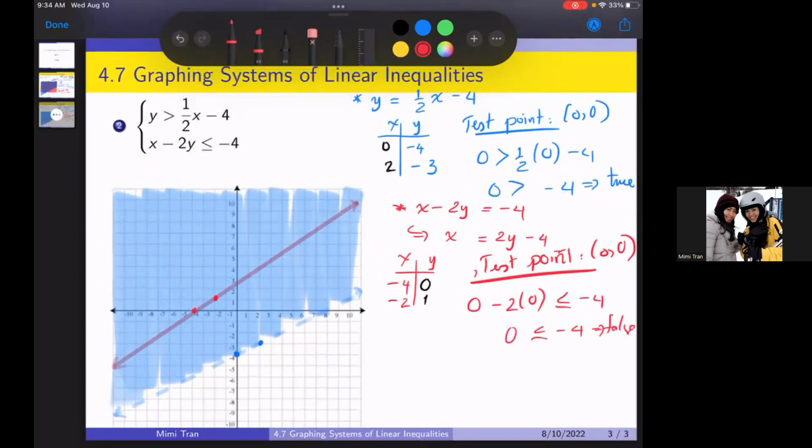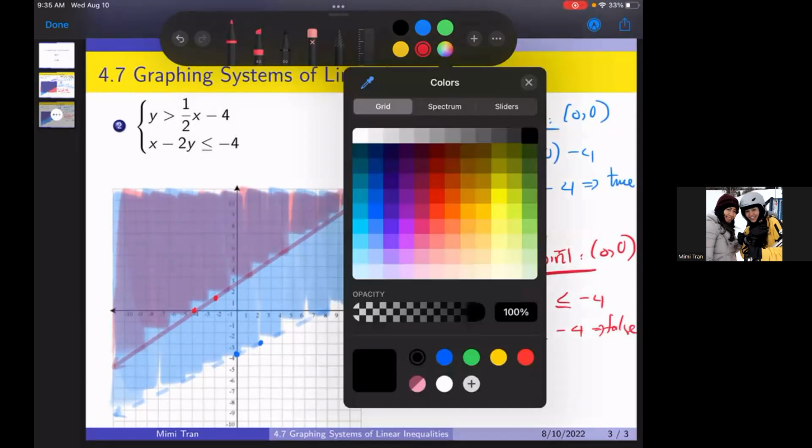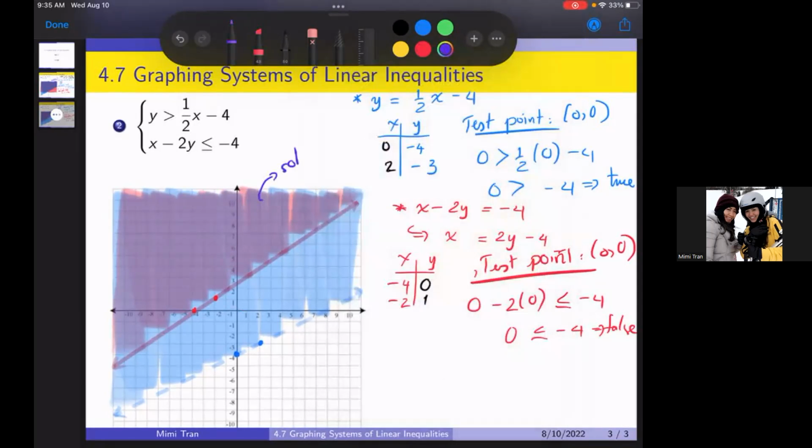So false. That means, remember, you pick 0, 0 is right there, so I'm gonna shade the opposite region, this right here. And you say the solution is there. So that's how I like you to show your work on the exam.